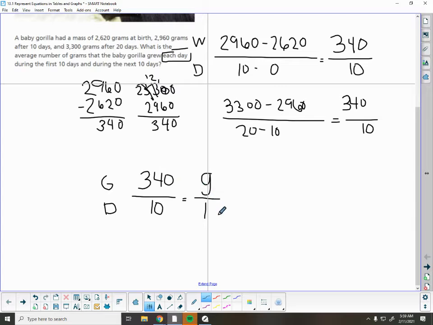So I'm going to set up that proportion. If I want to get G all alone, the opposite of dividing by 1 is to multiply by 1 on both sides. That cancels out, and we times by 1 here. Now I can do the problem. 1 times 340 is 340, divided by 10 is 34. So G equals 34. Every day it's growing 34 grams.